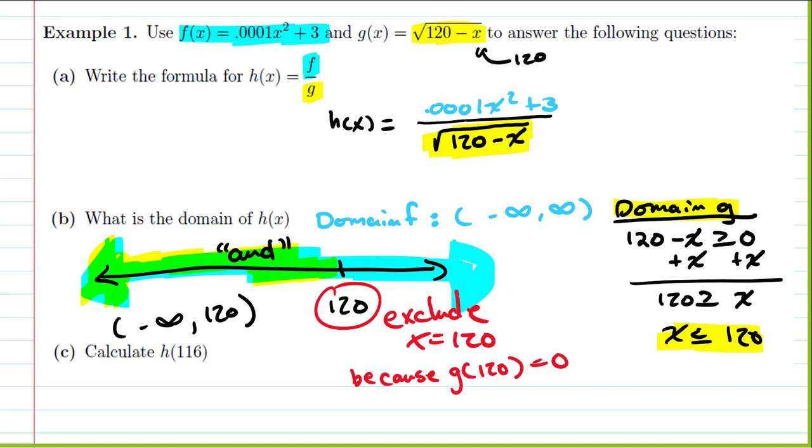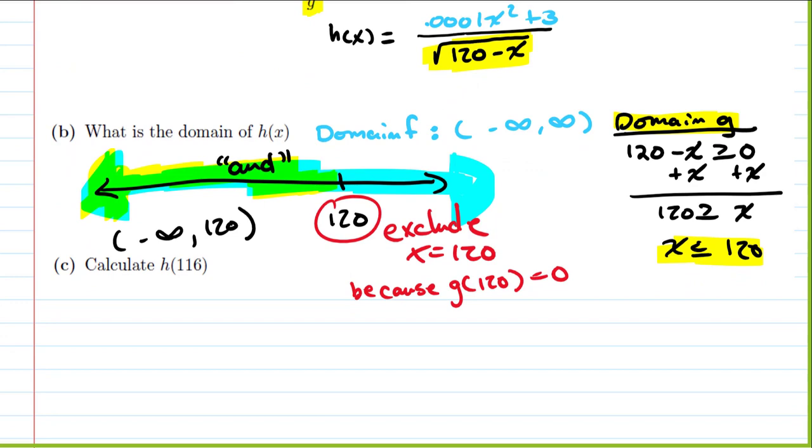So when we have functions or rules being combined, the domain is always the and, or where the two domains overlap. And then if you have division, you have to remove any points where you may be dividing by the number 0. All right, so the last part says calculate h of 116.